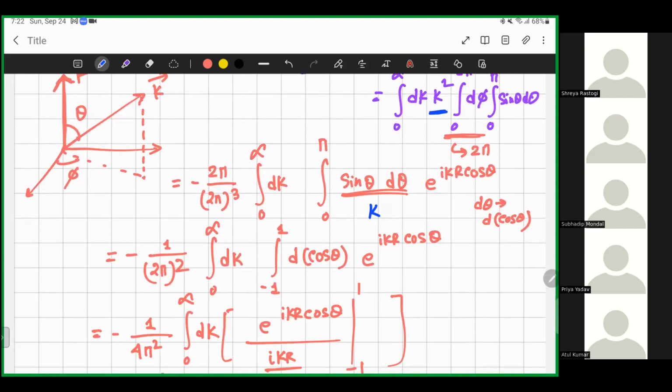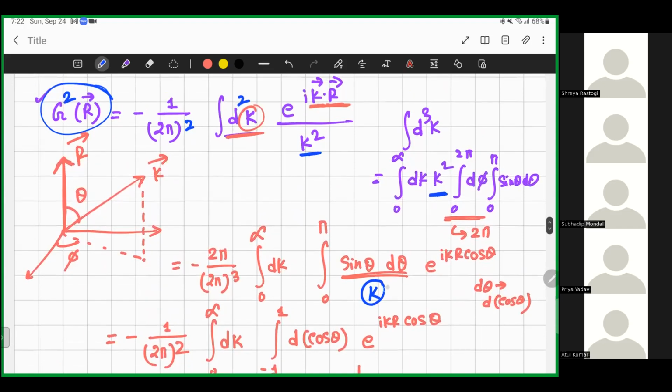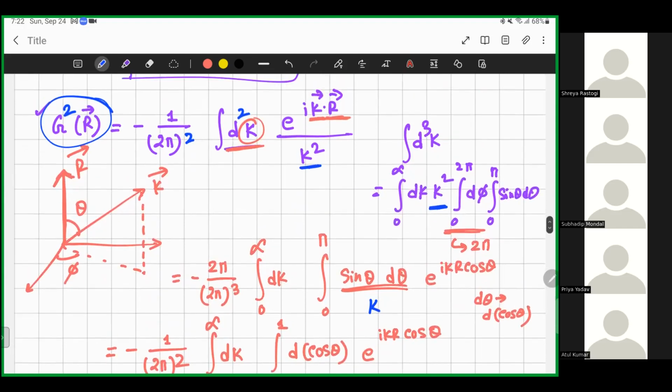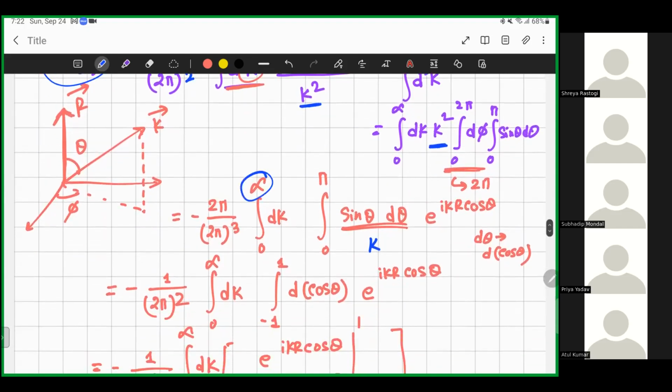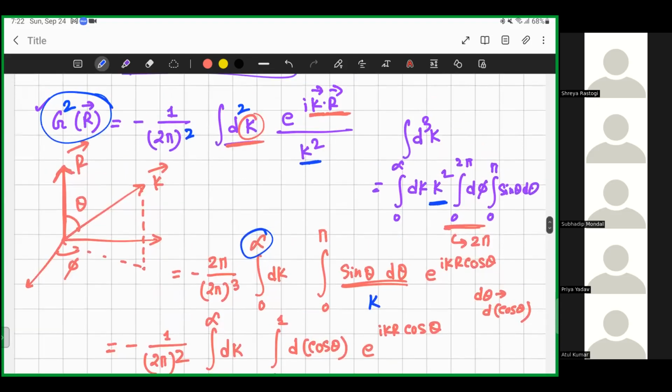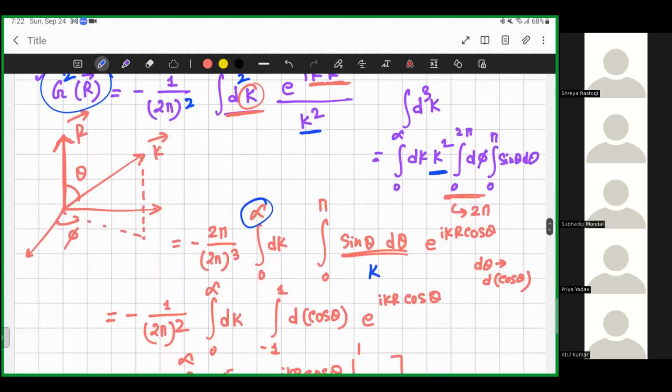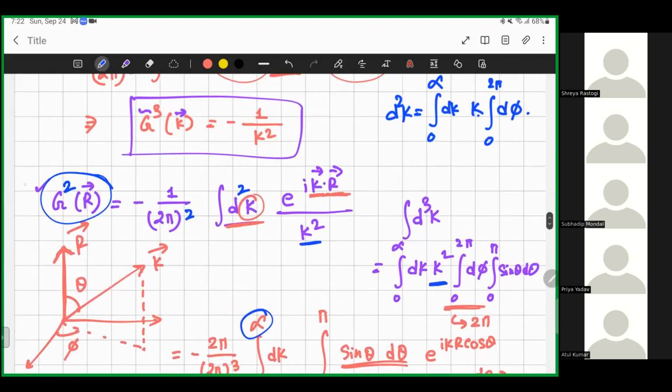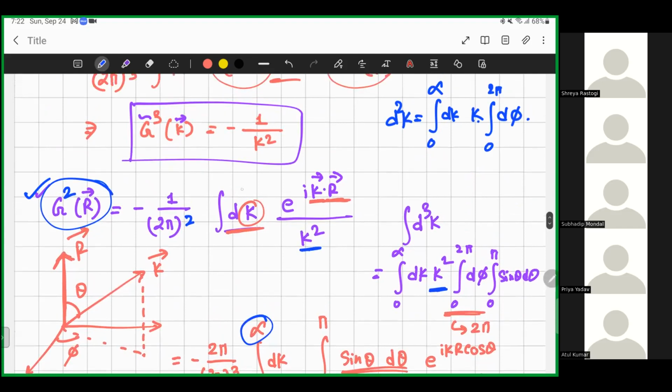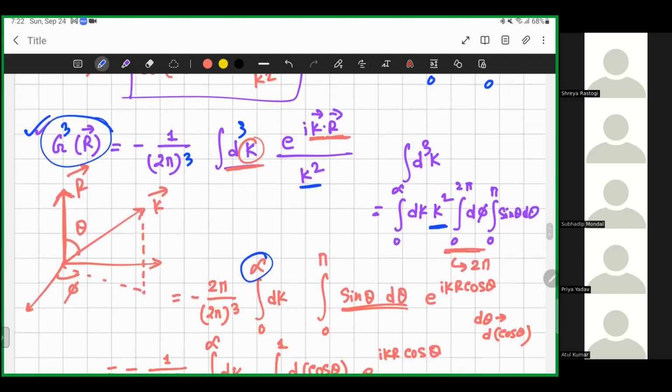So due to this k, what happens when k varies from 0 to infinity? If k tends to infinity, this equation goes to 0. So we can't do it like this. In the 2 dimension case, we can't write the Green function of the Poisson equation just like for 3 dimensions. It's not correct actually.